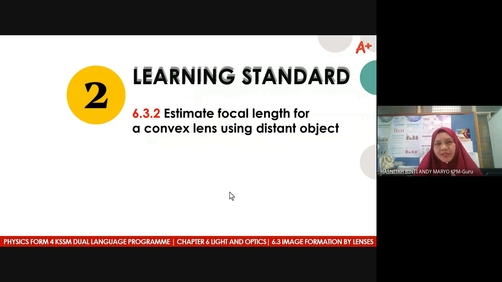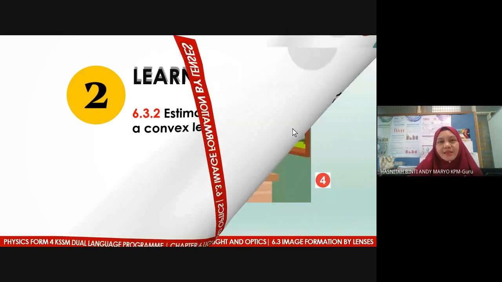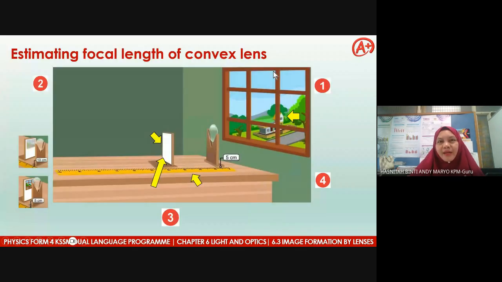Okay students, our second learning standard is to estimate the focal length for a convex lens using a distant object. How to estimate the focal length of a lens? For your information, each lens has its own focal length. It depends on their thickness, on the power of the lenses. So this second activity can be conducted to estimate the focal length for a convex lens.